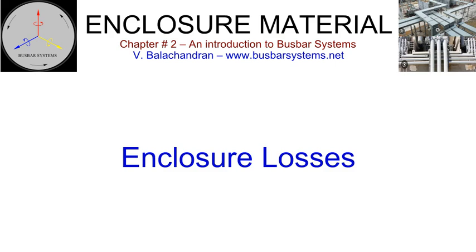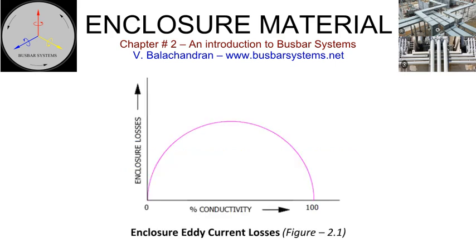The magnitude of the enclosure losses as a percentage of total losses depends upon the type of busbar system. Enclosure losses in non-segregated and segregated phase bus also depend upon the type of construction of the enclosure and earthing scheme. The enclosure currents are not uniform along the length of the bus duct and can result in increased current densities in certain locations. Eddy current losses vary with the conductivity of the enclosure material.